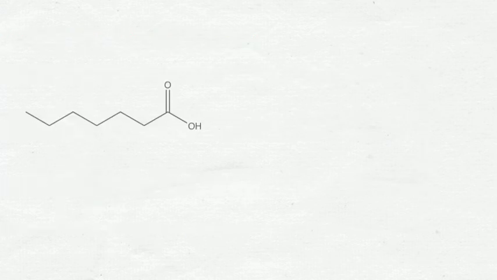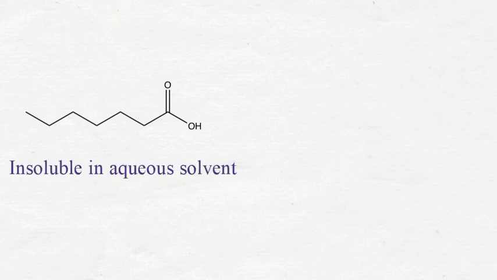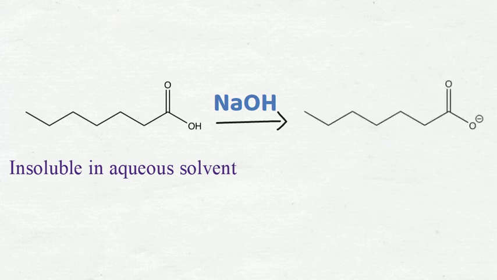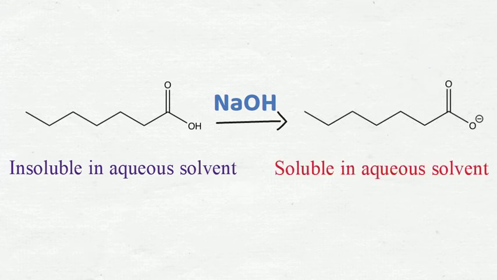Let's look at hexanoic acid. It has a long hydrocarbon chain, making it insoluble in aqueous solvents. Now, what happens if we add a base such as sodium hydroxide? Well, remember carboxylic acids are strong acids, so an acid-base reaction happens, resulting in a carboxylate anion. Now, this is going to be soluble in water because it is charged. So this is how extraction works. We take advantage of the functional groups to make molecules move to different solvents or phases to separate them.